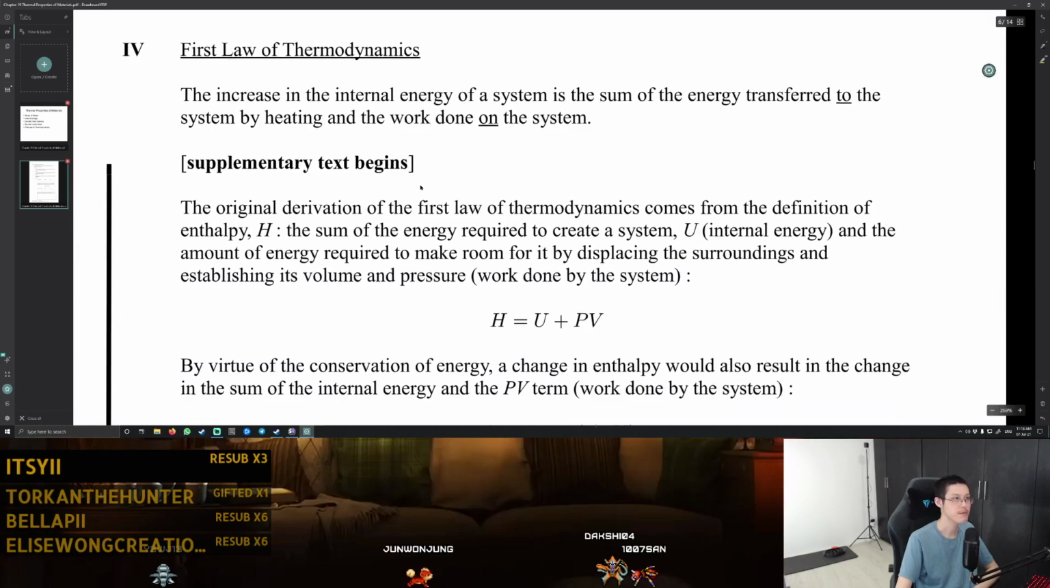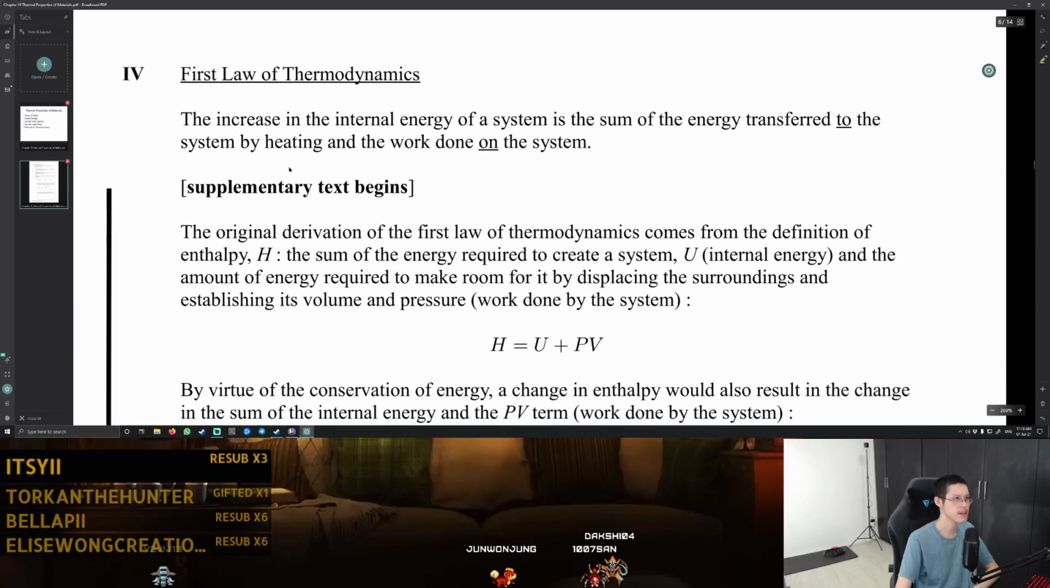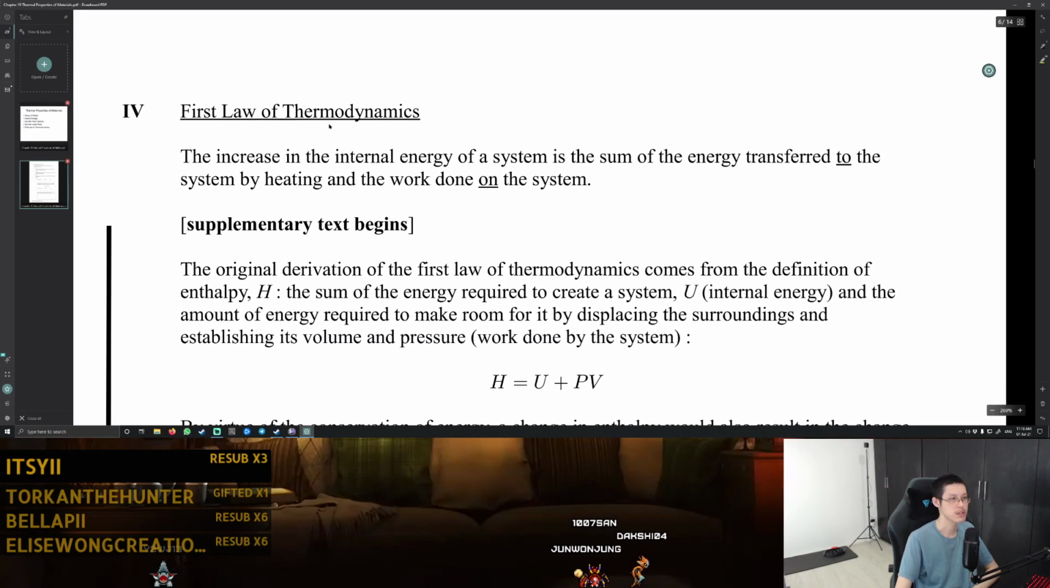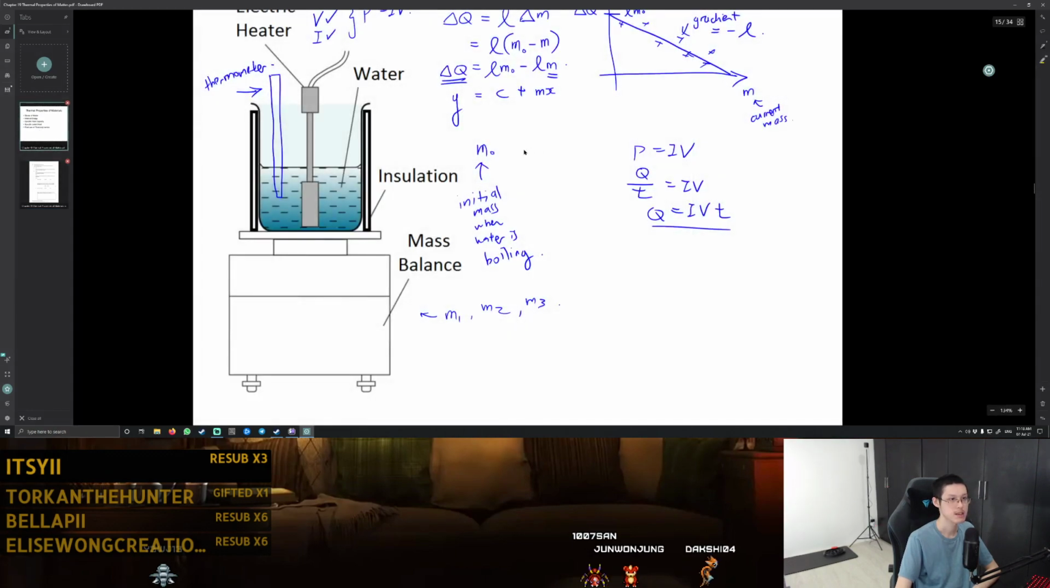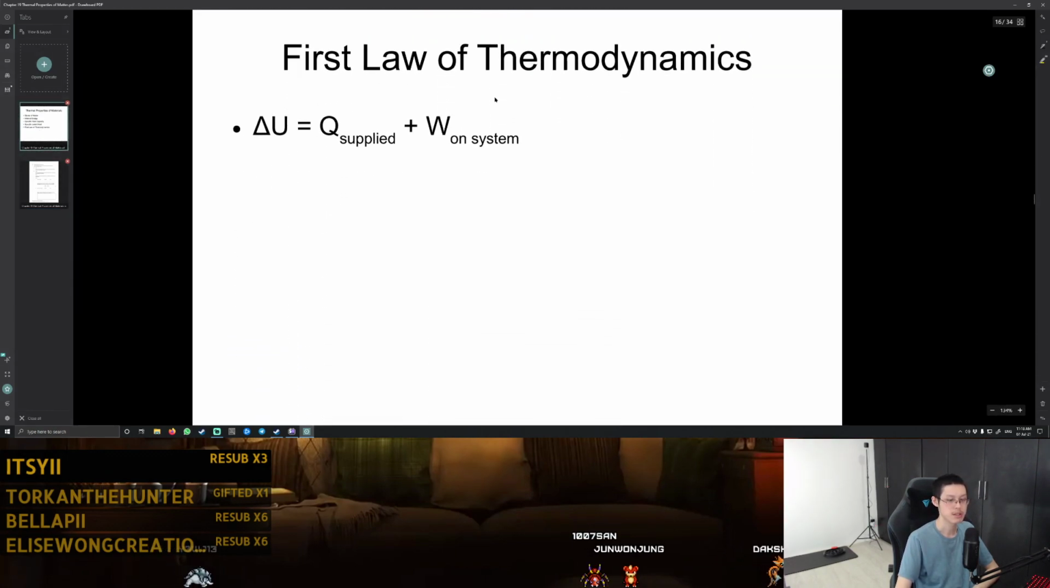Okay, anyway, we are done. Next up, we're going to look at the first law of thermodynamics. So the first law of thermodynamics gives you an equation that relates the internal energy of a substance, or specifically the change in internal energy of a substance, with the energy supplied and the work done on the system.